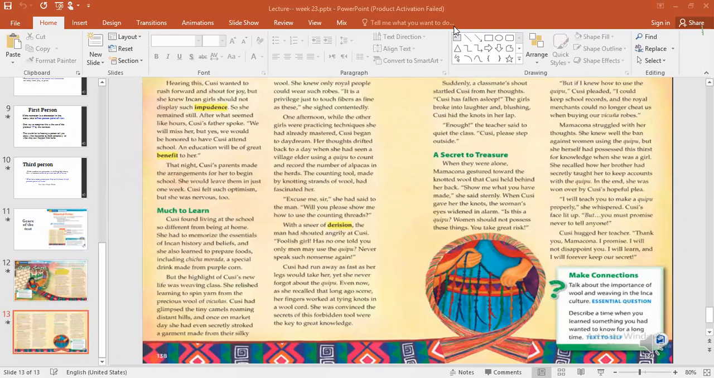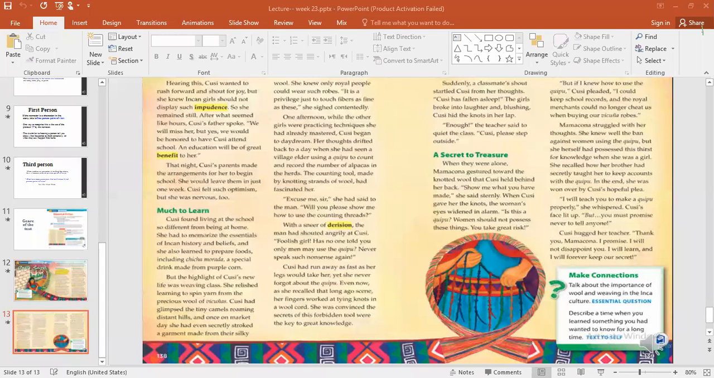Okay, start, Angelina. Kusi had run away as fast as her legs would take her. Yet she never forgot about the quipu. Even now, as she recalled that long ago scheme, her fingers worked at tying knots in a wool cord. She was convinced the secrets of this forbidden tool were the key to great knowledge.